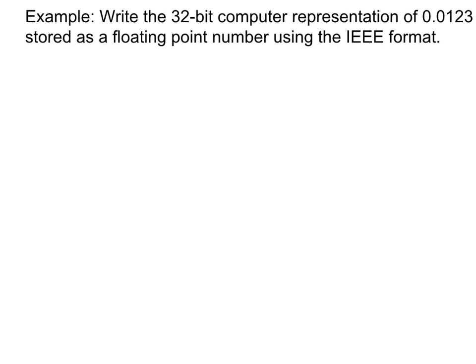It says write the 32-bit computer representation of the number 0.0123 stored as a floating point number using the IEEE format. Underneath this video you have access to a Word file with the formula appropriate to doing this question. What I suggest to you is to print this formula out and have it beside you as I work through the problem. So firstly, I write down what y is, and y is what I'm asked to represent. Y is equal to 0.0123. Then I write down the value of z. Z is the absolute value of y, so there's no change because it's already positive, so it's 0.0123.